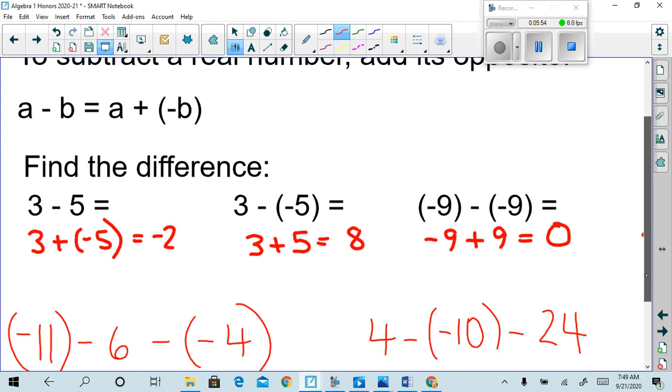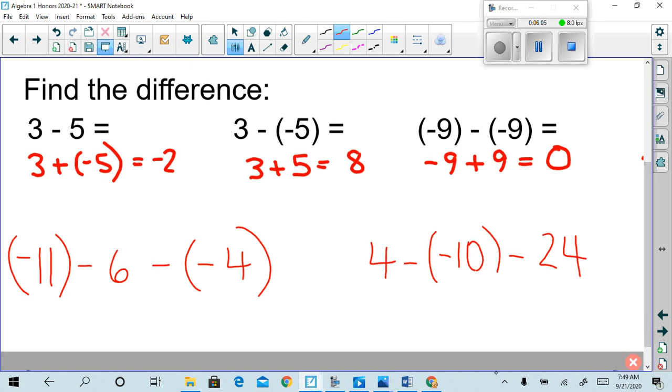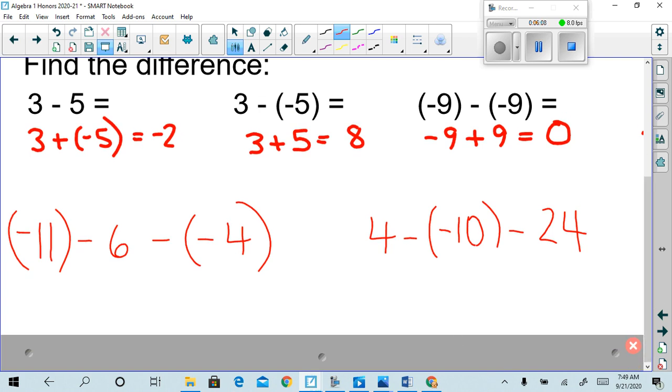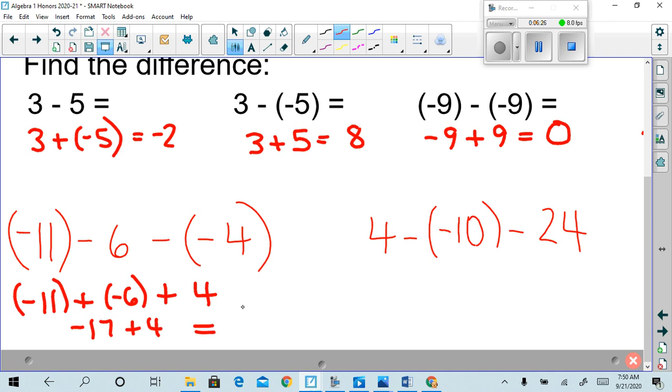All right, so now what happens when there is more than one subtraction in a problem? You must add the opposite twice. So let's start rewriting. I'll have negative 11 plus a negative 6 plus 4. I had to change all my signs. That gives me a negative 17 plus 4. Final answer, negative 13.